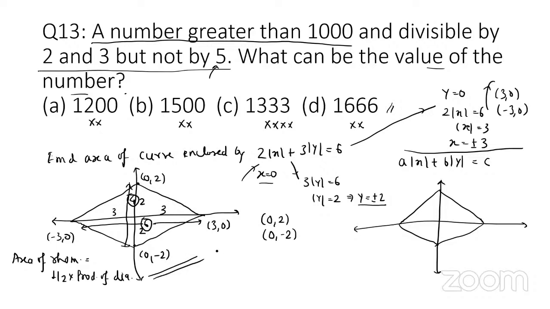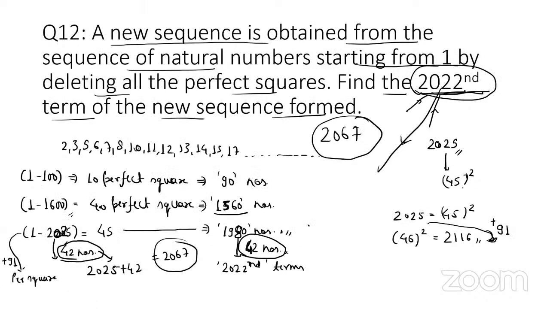So we can say the area is half into 6 into 4, which is nothing but 12. So the area enclosed by the curve should be 12 square units, right? Everyone, the area should be 12 square units. So this was a simple question, if you know the concept to solve it. Now, guys, we'll try the next question.